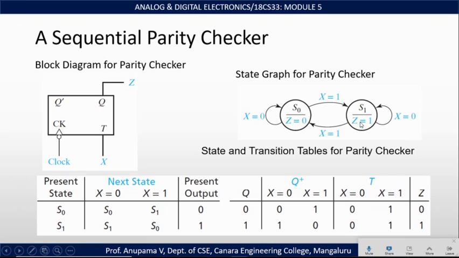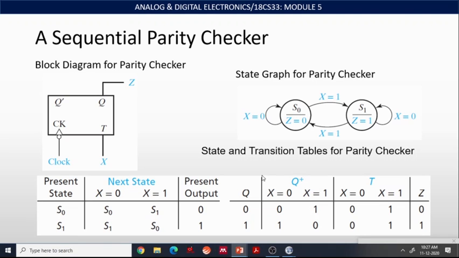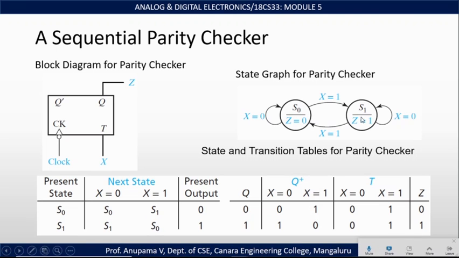If the present state is S1, what will be the output? Z is equal to 1. So, the present output is 1. Understood how I have written present state and present output? It's very simple. There are two states, S0 and S1. So, the present state will be S0 and S1. Present output. When S is equal to 0, what is the output in the state graph? Z is equal to 0. So, 0. When S1 is the present state, what is the output? Z is equal to 1. So, in the present output, I have written 1.